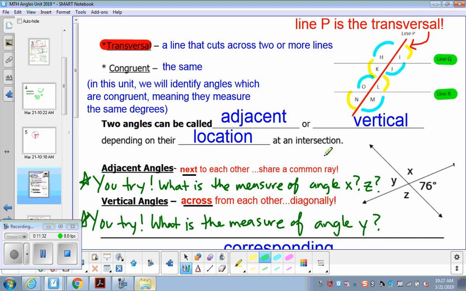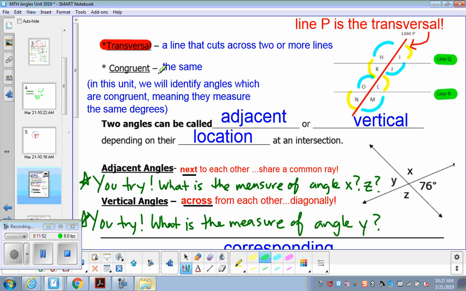What the transversal does is it creates a bunch of these angles, and now we're going to define these angle types. First, I want to remind you guys that if you hear me saying the word congruent, that literally means the same. Congruent means equal. So all right angles are congruent to each other because they all equal 90 degrees.